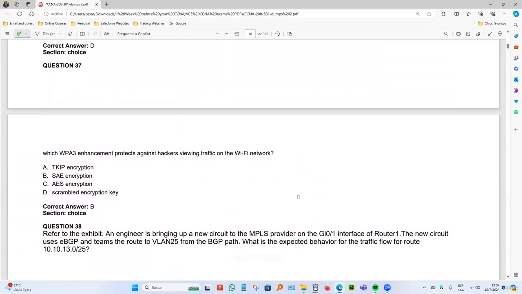Which WPA3 enhancement protects against hackers viewing traffic on the Wi-Fi network? That is B, the SAE encryption. So the WPA3 enhancement that protects against hackers viewing the traffic on the Wi-Fi network uses an encryption called SAE.